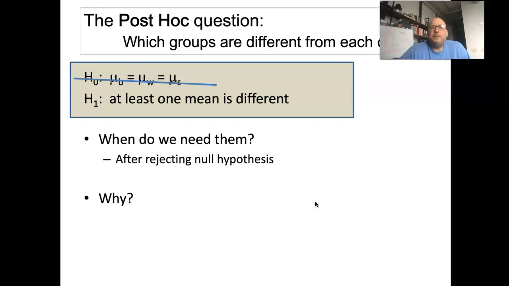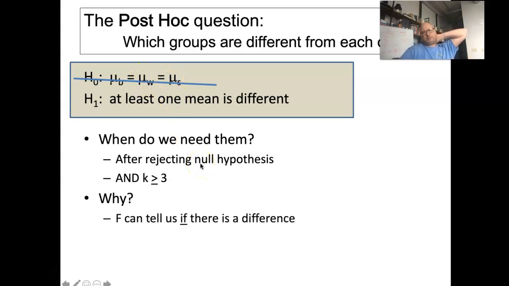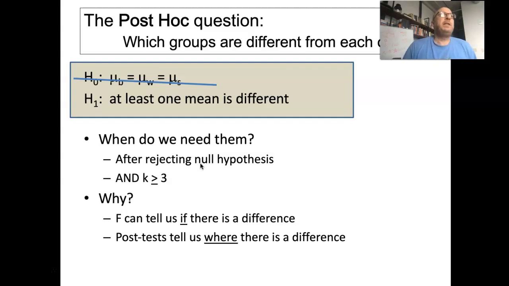So when do we need them? If you reject the null hypothesis and k, the number of conditions, is equal to or greater than 3. So we need them because our k is equal to 3. We have 3 conditions, and we rejected the null hypothesis. And this is because F tells us if there is a reliable difference, but this post hoc testing that we're going to do is to tell us where the difference is.